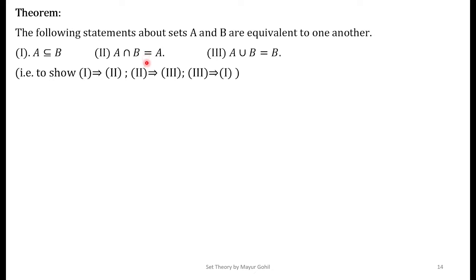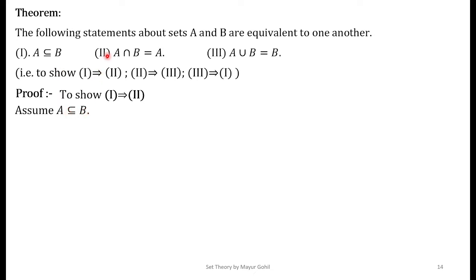So how do you go about proving this? Okay, so let us take up the task of writing the proof. We shall first show that 1 implies 2. Now when I go for proving 1 implies 2, it means that I am assuming that A is a subset of B is given to me. Okay, 1 implies 2 means that A is a subset of B is known to us.